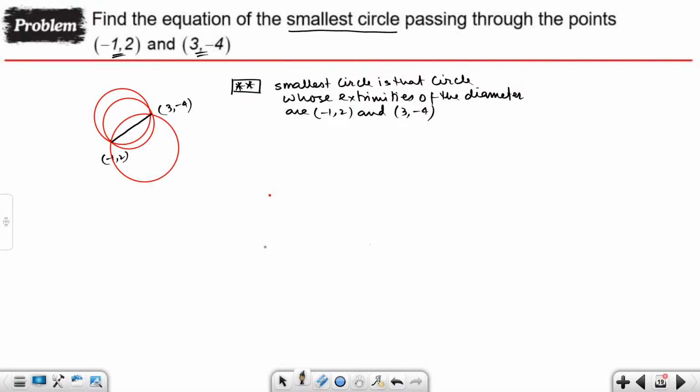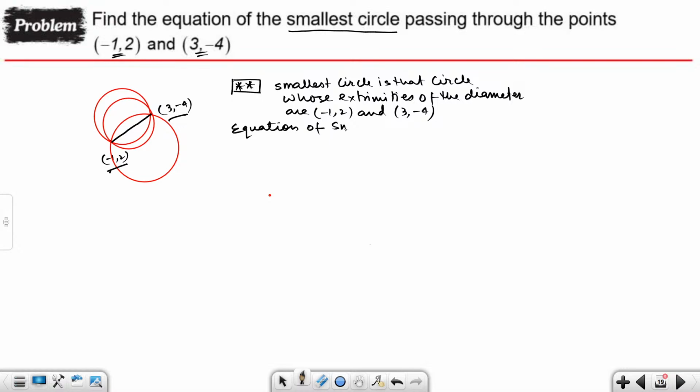Otherwise, the area of that circle will be bigger than the circle whose extremities of the diameter are these 2, which is the smallest circle. Smallest circle means its area will be less. That is the smallest one. Are you getting my point? So, what will be the equation of that smallest circle?